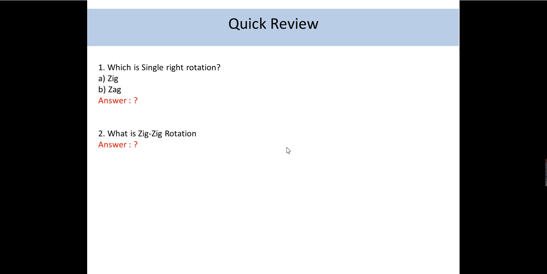Okay, yes. So let's verify the answers. So single right rotation is a zig, and zigzag is when every node moves 2 positions to the right from its current position. That is a zigzag rotation. So thank you all. With this we have learned the splay trees of data structure.